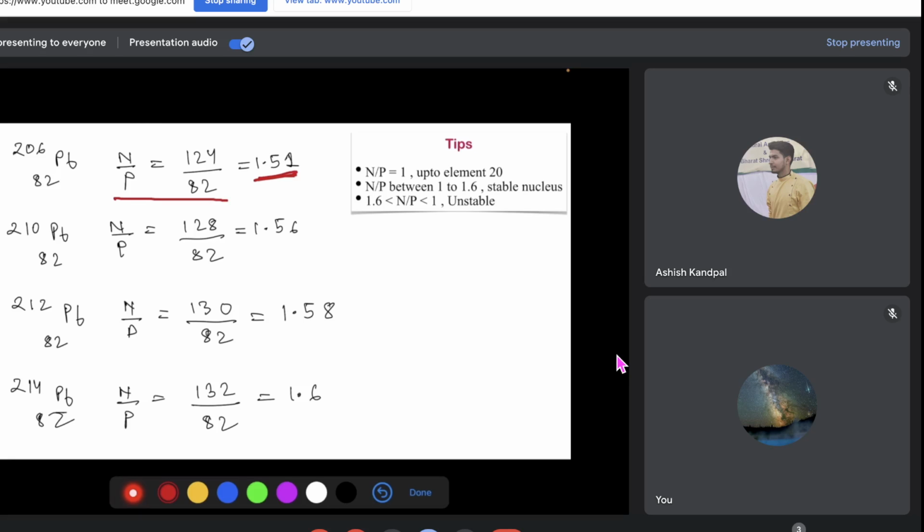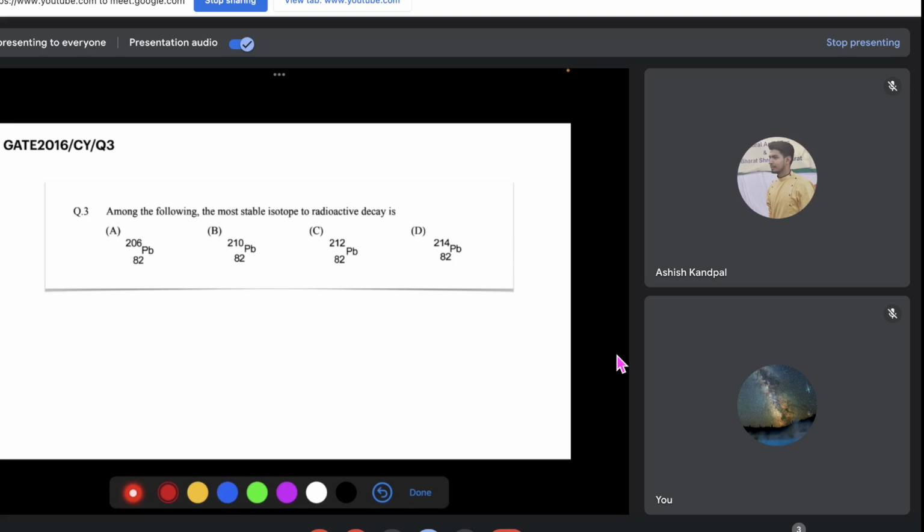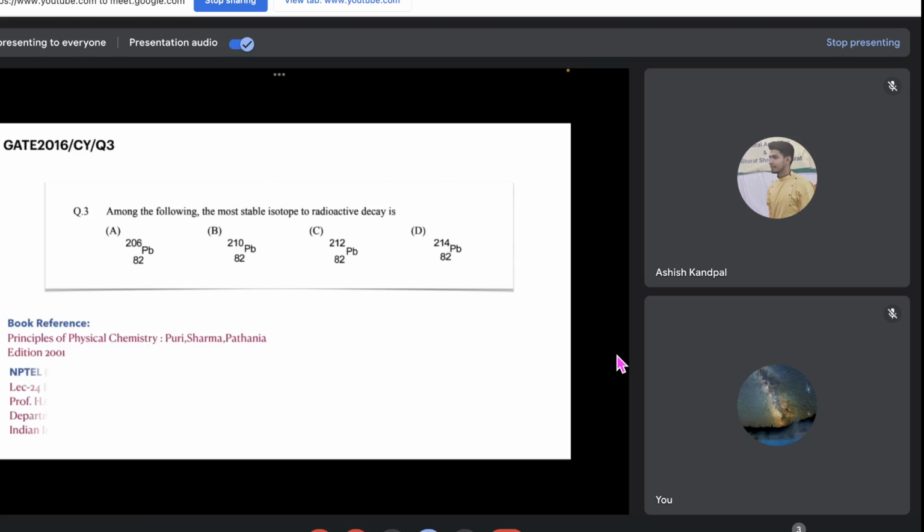So what we need to check is that the N upon P ratio of the given isotope should be closer to or in between 1 to 1.6. They are actually in between 1 to 1.6, but the one closer to 1 will be the most stable. Here you can see that the isotope closer to 1 is the first one. So among the following, the most stable isotope to radioactive decay will be option number A.